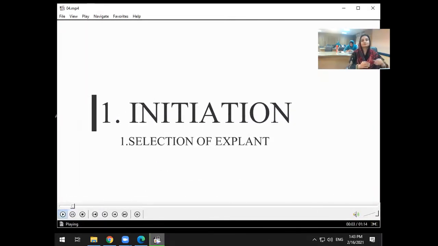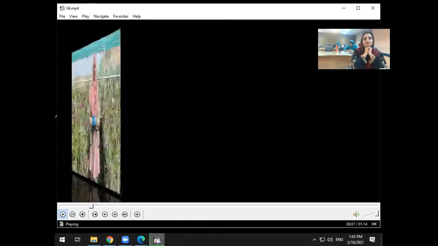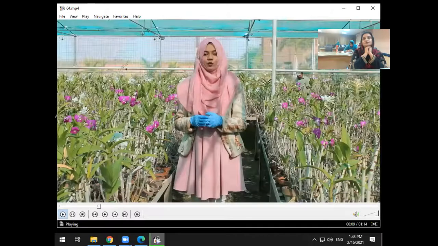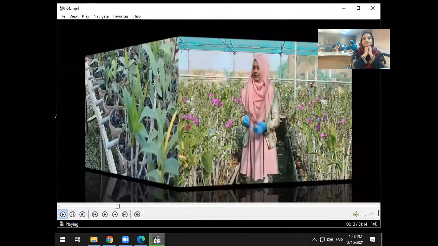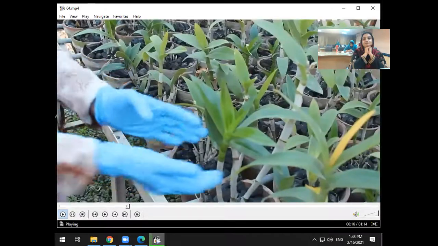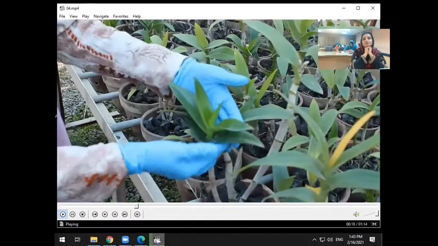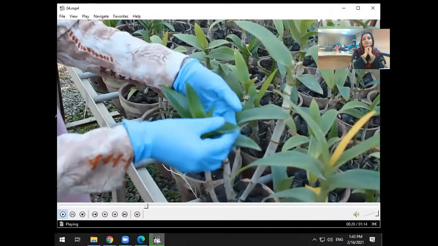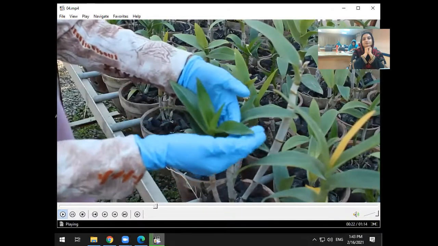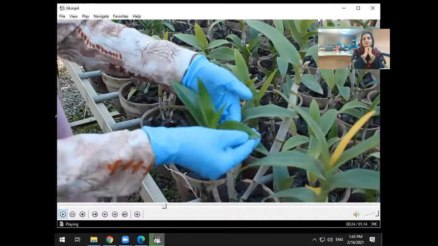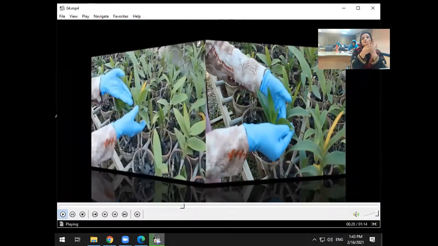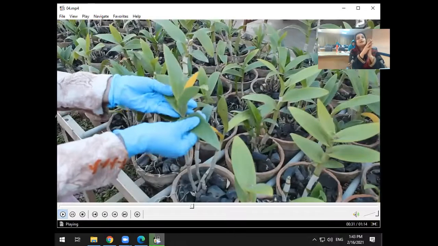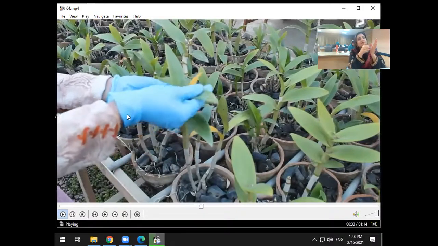Initiation. First step is selection of explant. For initiation step, we need explant. So we are here at the greenhouse to collect our explant. We will select healthy, fresh, disease-free, and young leaves as explant. Do not select old, diseased, and yellow leaves.